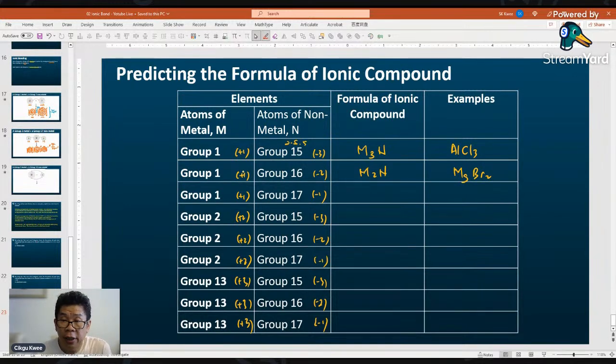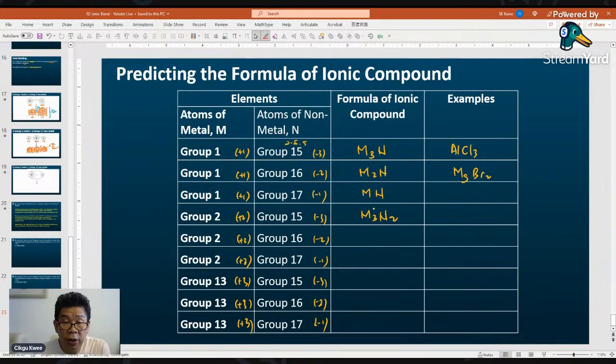Now for the last one, the charge is already balanced. The positive and negative are already balanced, which means we just need 1 N and 1 M, and this is the formula. For the fourth case, group 2, we have 2 positive and 3 negative. To balance the charge, we need 3 M ions and 2 N ions. Then the charge will be +6 and -6, balanced.